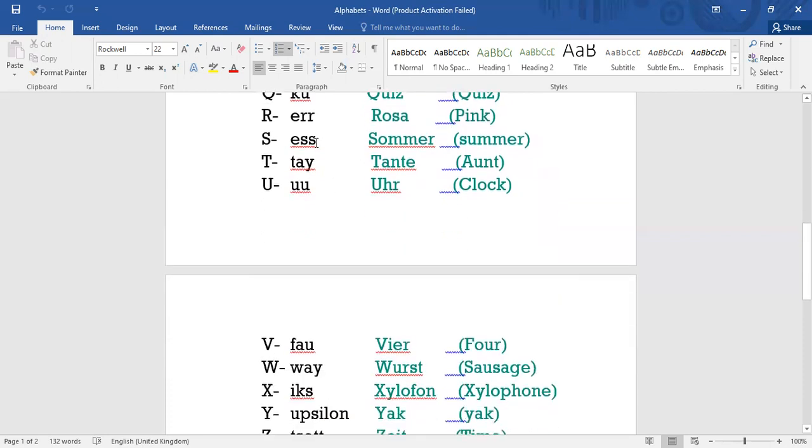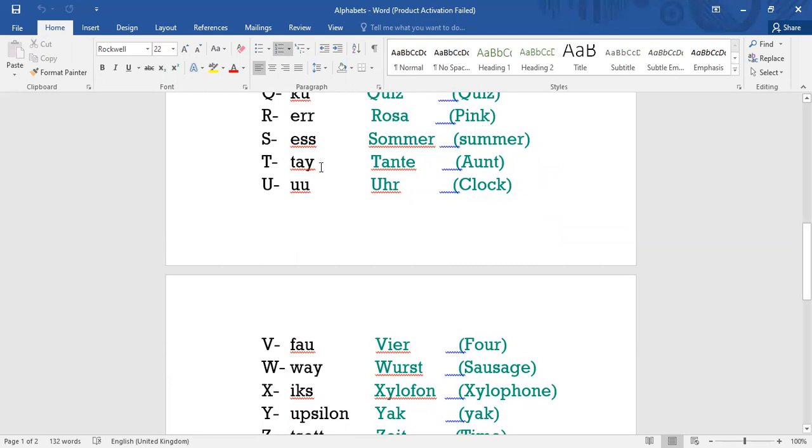S gives a sound the same as English. This is S. This is Sommer. Basically, we will read it out as z. So this is Sommer, not somer. Sommer. And in English, this is summer.